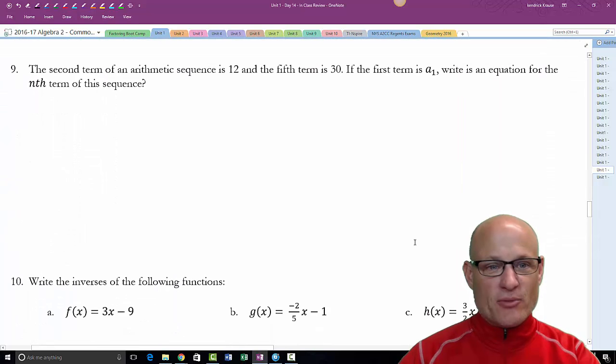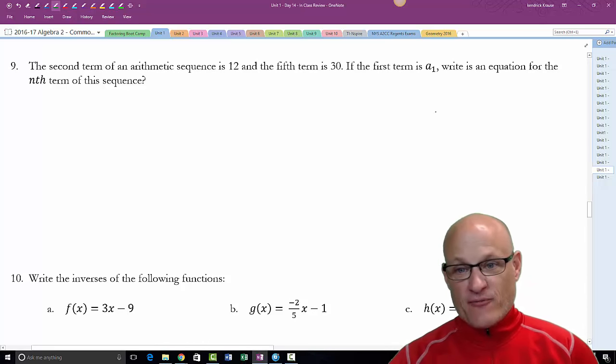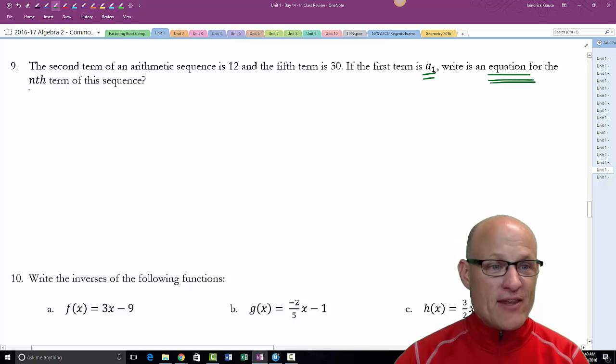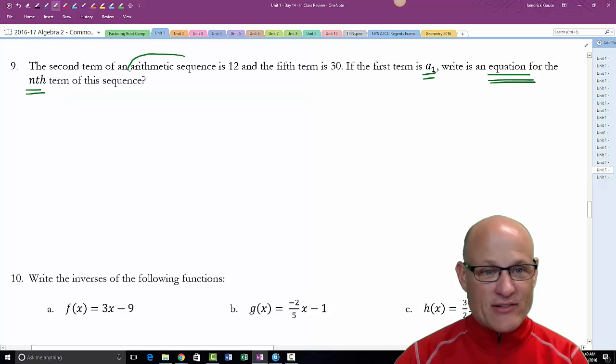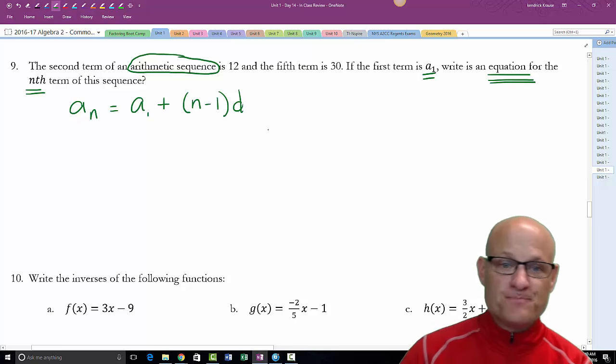The second term of an arithmetic sequence is 12, and the fifth term is 30. If the first term is a sub 1, write an equation, notice it's an equation, for the nth term of this sequence. This is an arithmetic sequence, so you should know the form is a sub n is equal to a sub 1 plus n minus 1 times d.